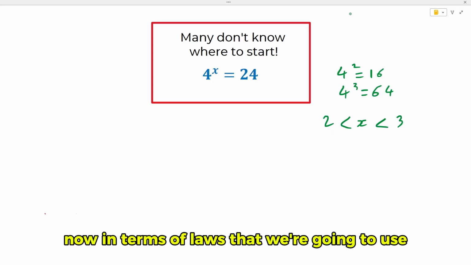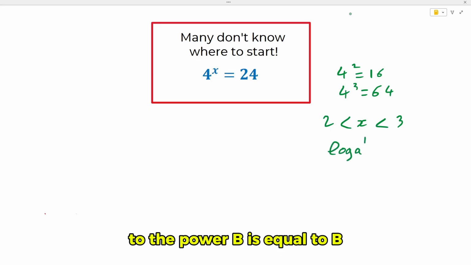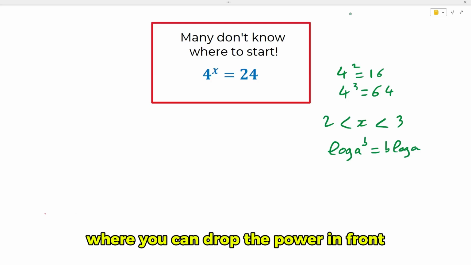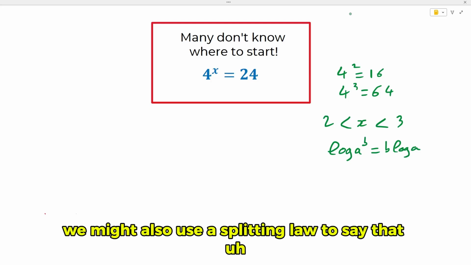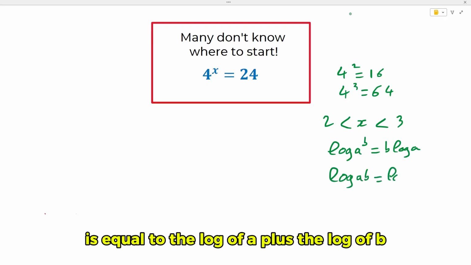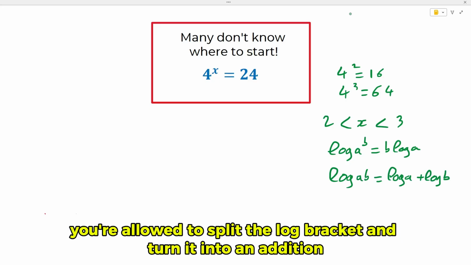Now, in terms of laws that we're going to use, we'll probably need to use a log law to say that log of a to the power b is equal to b log a. So that is the power law in logarithms, where you can drop the power in front. We might also use a splitting law to say that log of ab, when you have a multiplication, is equal to the log of a plus the log of b. So that is to say that whenever you multiply inside a log bracket, you're allowed to split the log bracket and turn it into an addition.